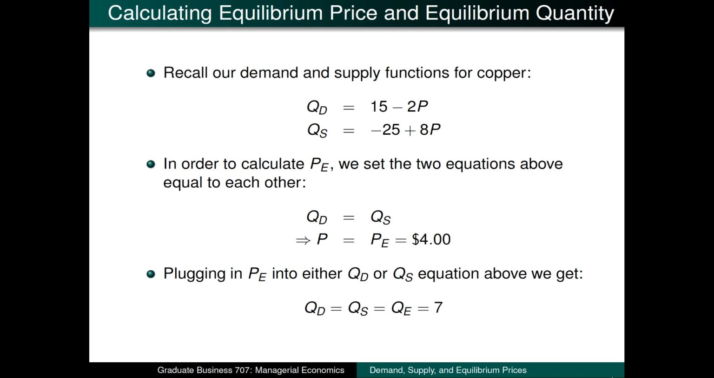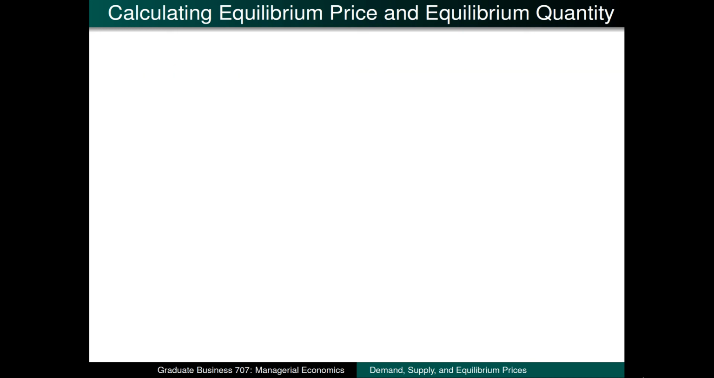We can use these equations to calculate the equilibrium price and quantity for this particular combination of supply and demand curves. Since a market equilibrium exists when the demand curve intersects the supply curve, we will set the demand function equal to the supply function such that QD equals QS. Doing so yields an equilibrium price of $4 and an equilibrium quantity of 7. What were the intermediate steps to get PE equals $4 and QE equals 7?